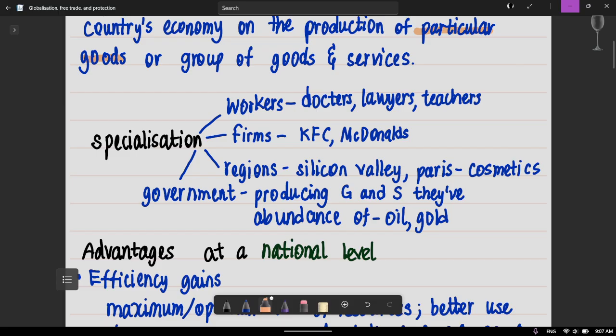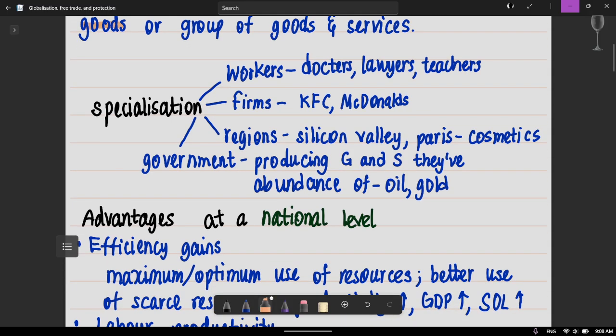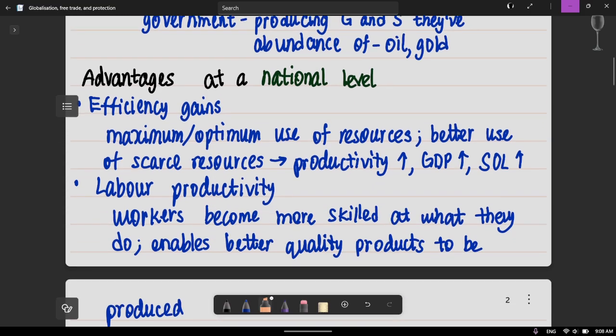Firms can also specialize in the products that they produce. For example, KFC, which is in the food industry, McDonald's as well, in the burger industry. So they're all particularly specialized in the particular things that they are focusing on. We also have regions such as Silicon Valley, and Paris, which is also known for cosmetics. Then we also have governments which specialize in the production of goods and services that they have an abundance of, such as oil or gold, perhaps, if they have gold mines or oil reserves, right?